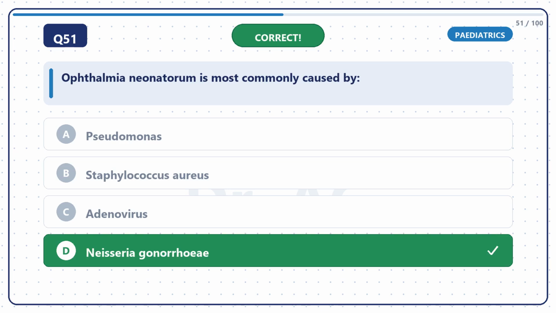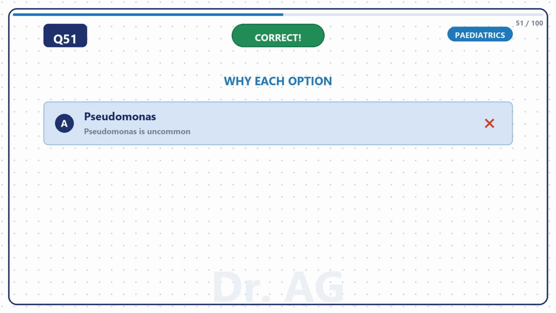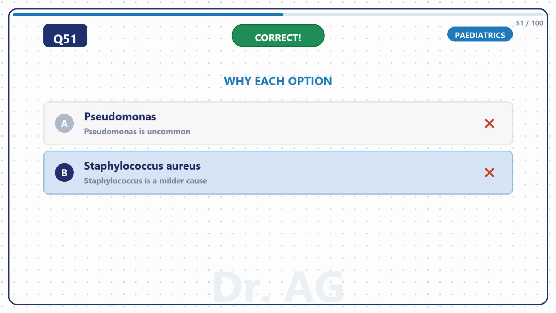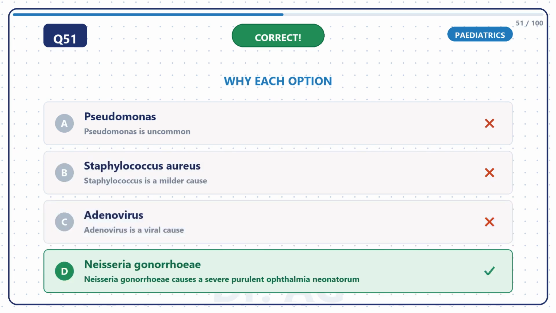Neisseria gonorrhoeae. Let's go through the options. Pseudomonas is uncommon. Staphylococcus is a milder cause. Adenovirus is a viral cause. And the correct answer is Neisseria gonorrhoeae. Neisseria gonorrhoeae causes a severe purulent ophthalmia neonatorum. So, the right answer is option D.